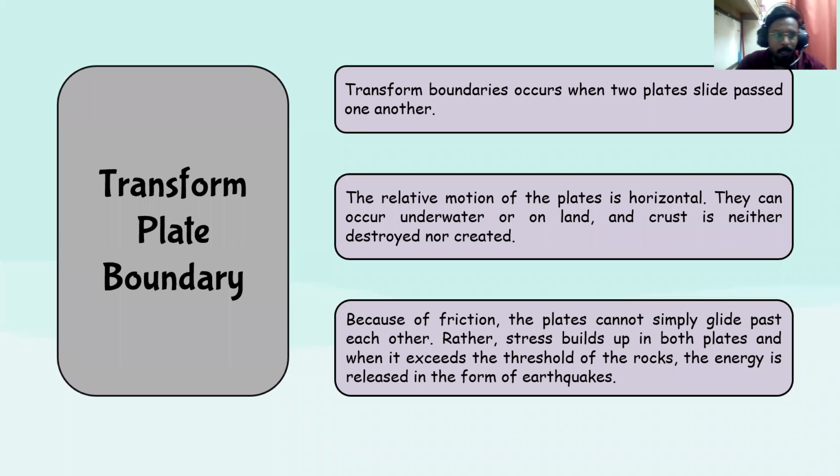So moving to the final type of tectonic plate boundary, the transform plate boundary. Transform boundaries occur when two plates slide past one another. The relative motion of the plates is horizontal. They can occur underwater or on land, and crust is neither destroyed nor created. Because of the friction created, the plates cannot simply glide past one another. Rather, stress builds up in both plates, and when it exceeds the threshold of the rocks, the energy is released in the form of earthquakes.